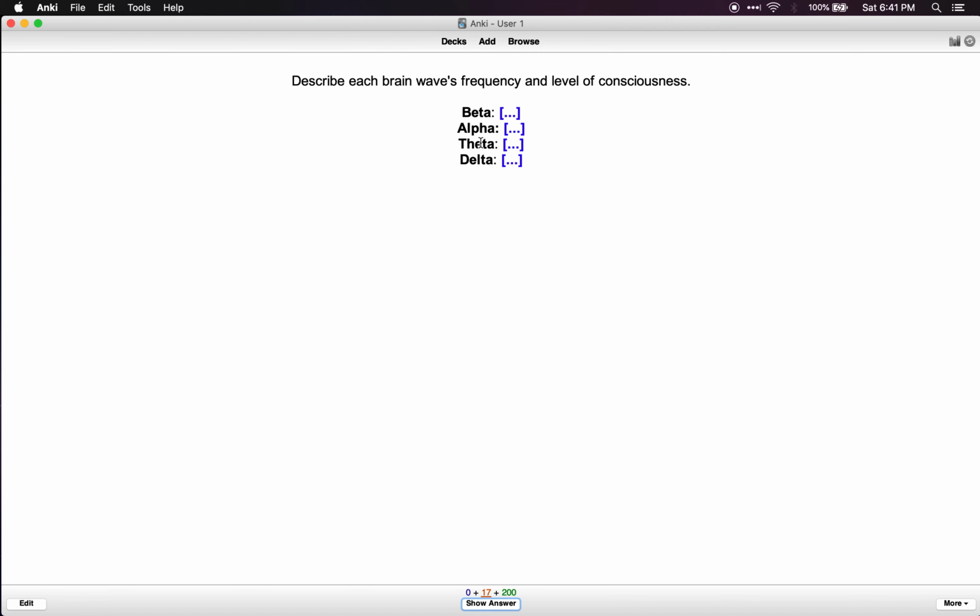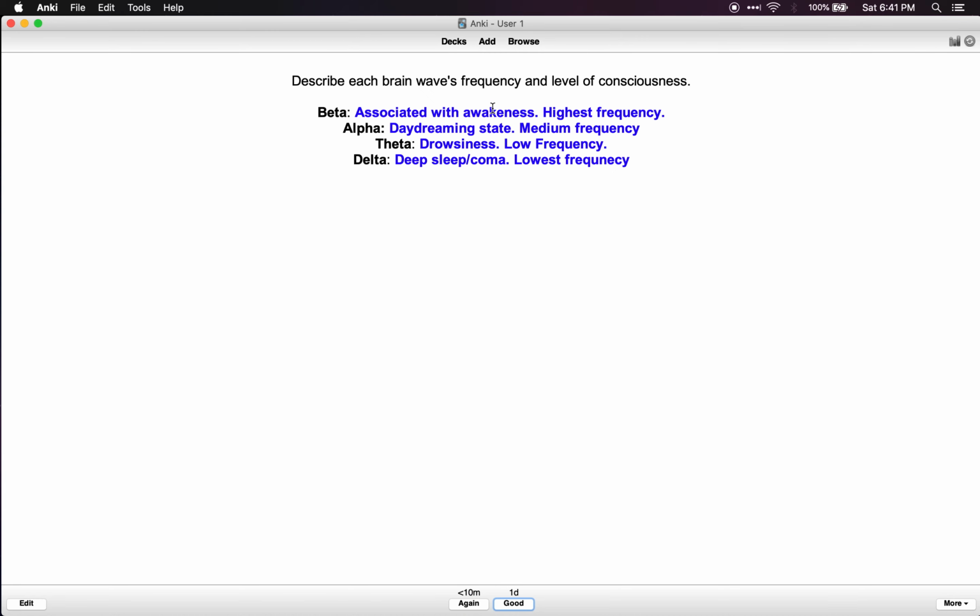Alpha wave is awake but relaxed state. Theta wave is just before sleep, drowsy. Delta is deep sleep or coma. And these are low frequency, medium frequency, mid frequency, high frequency.